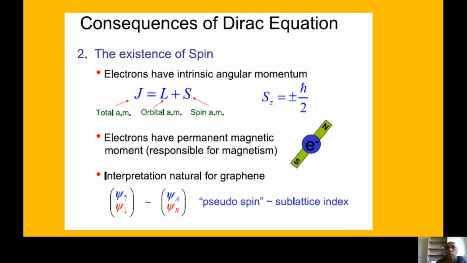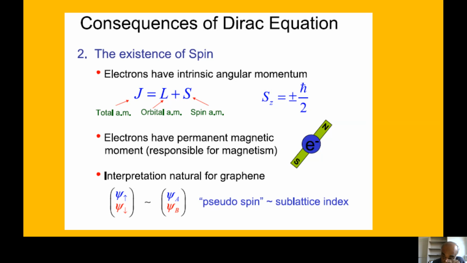Another consequence of the Dirac equation is, since we know electrons have spins, right, we talked about the total angular momentum J given by the sum of orbital angular momentum L and the spin angular momentum S. Then in the Z direction, if you have a magnetic field, say Sz is given by plus minus h-bar over 2. That is like having up and down spin. So electrons we know have a magnetic moment. That's why we have the magnetism we talked about before, right?